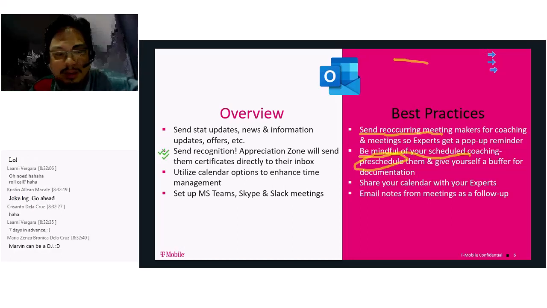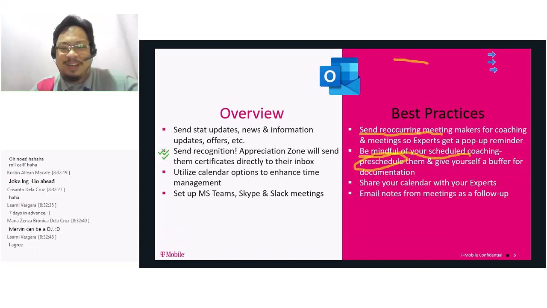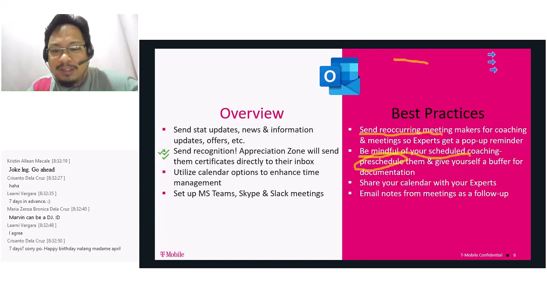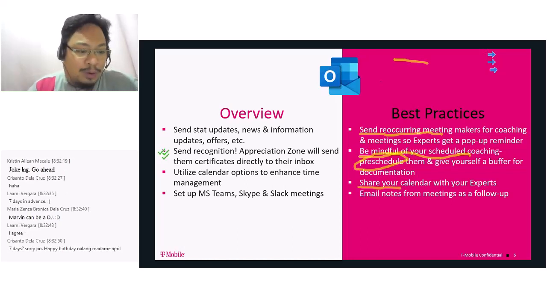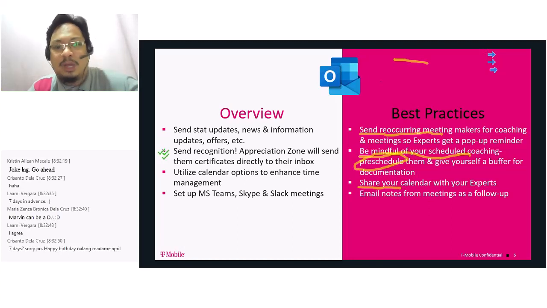So, I'll be reading the next set of bullets. Marvin can be a DJ. Thank you, Zen. So, let's go with the next best practice. Share your calendar. Hey, don't worry, Chris. All right, going back. No one will judge you, and it's really nice to be honest. Just be honest, and it'll really be nice.